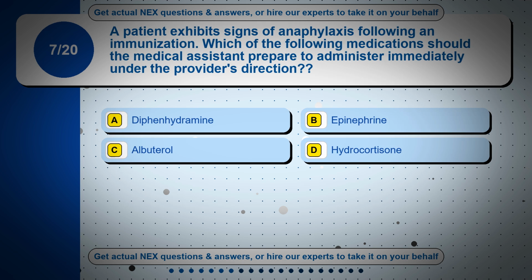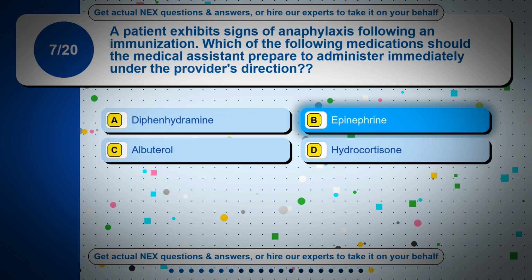Question 7. A patient exhibits signs of anaphylaxis following an immunization. Which of the following medications should the medical assistant prepare to administer immediately under the provider's direction? Option A, diphenhydramine. Option B, epinephrine. Option C, albuterol. Option D, hydrocortisone. The correct answer is option B, epinephrine.